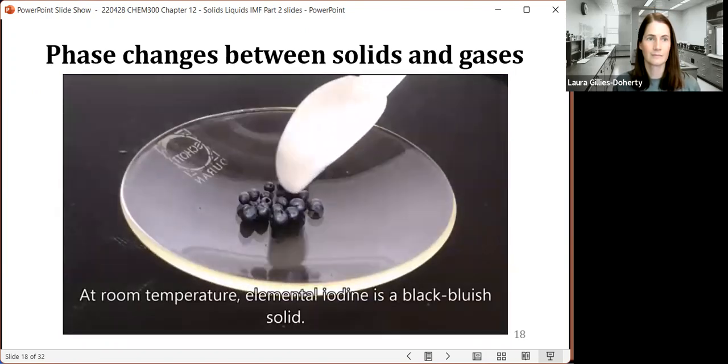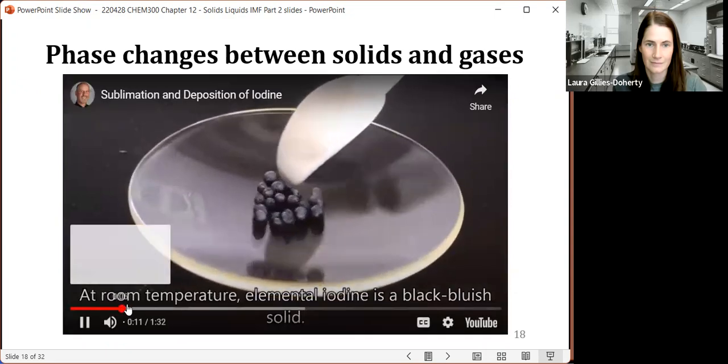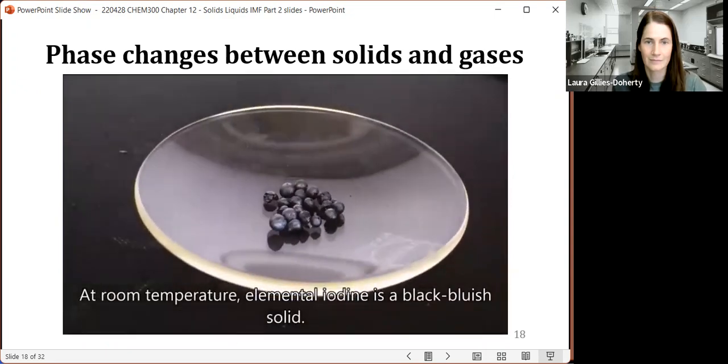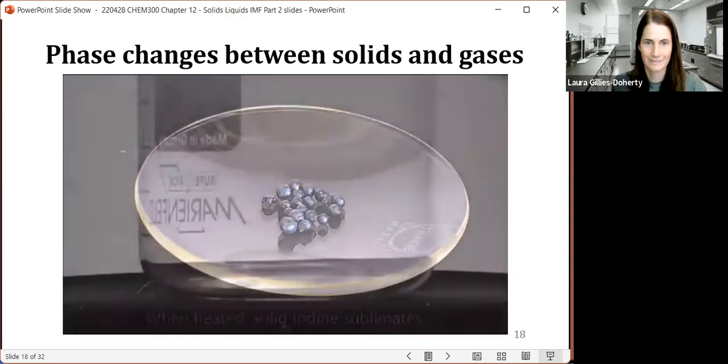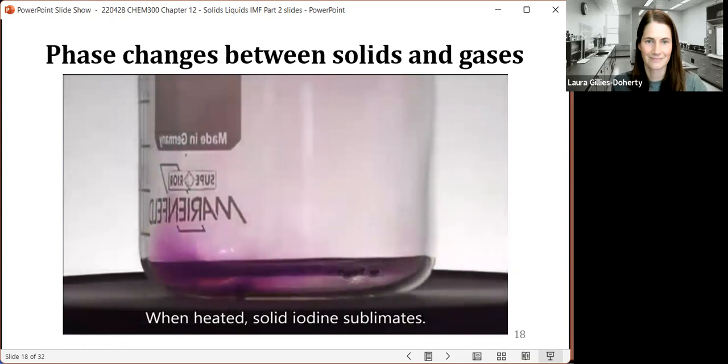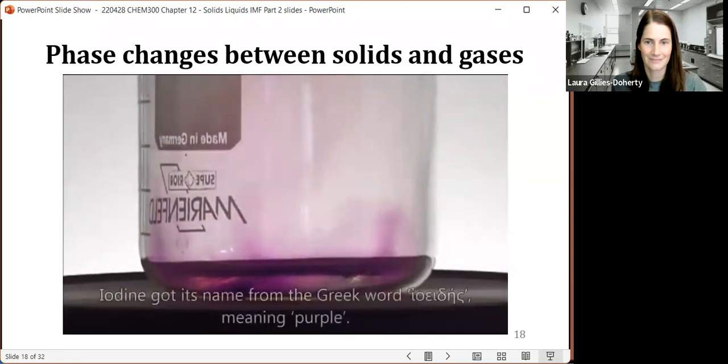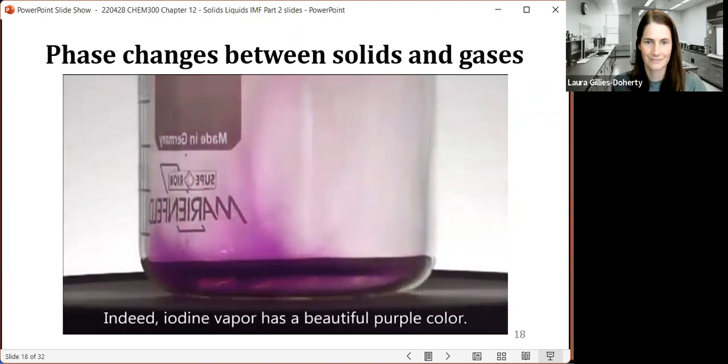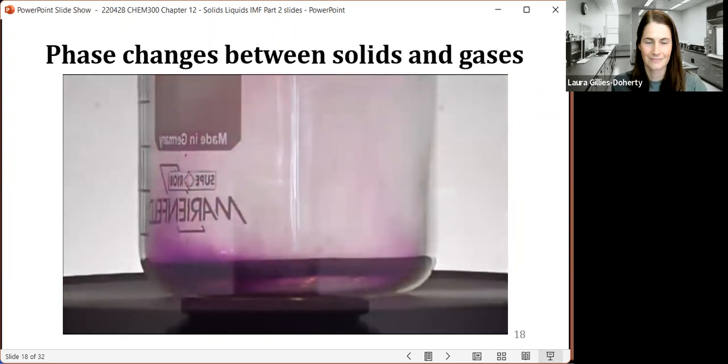This is elemental iodine. It's a dark, black bluish solid at room temperature. Iodine is the heaviest of the stable halogens. When we heat up the iodine, it's going to turn directly from a solid into a gas. The iodine vapor has a beautiful purplish color. This process is called sublimation, turning directly from a solid to a gas.